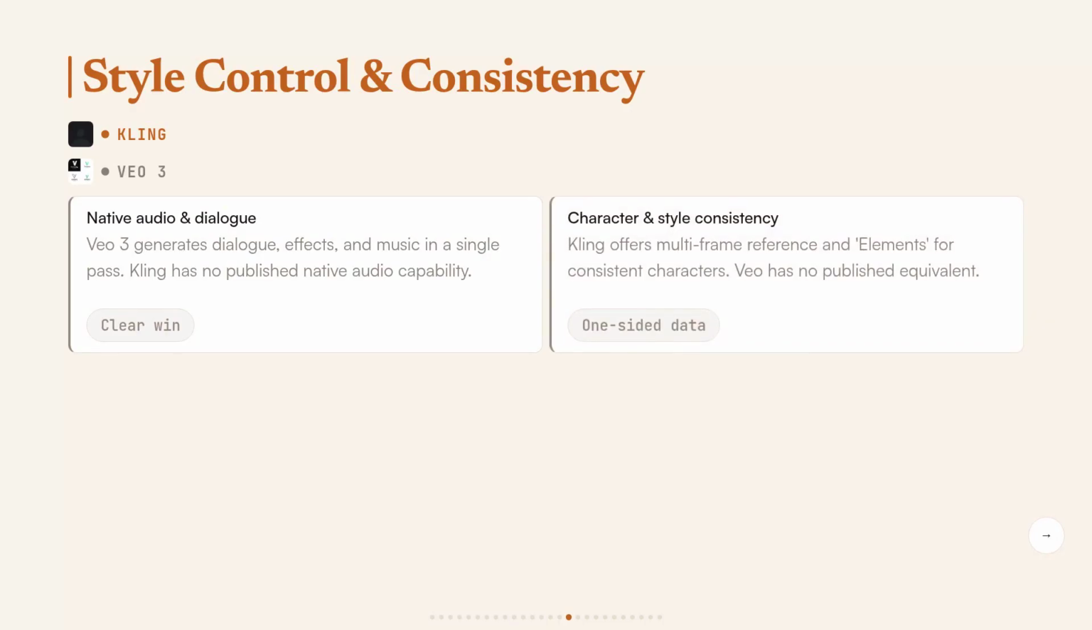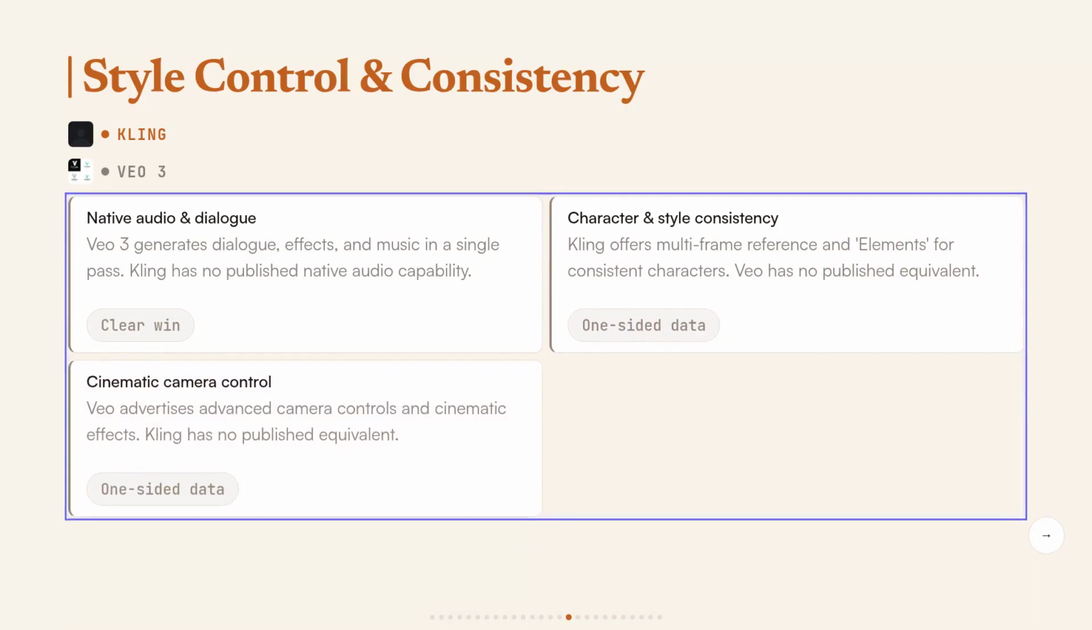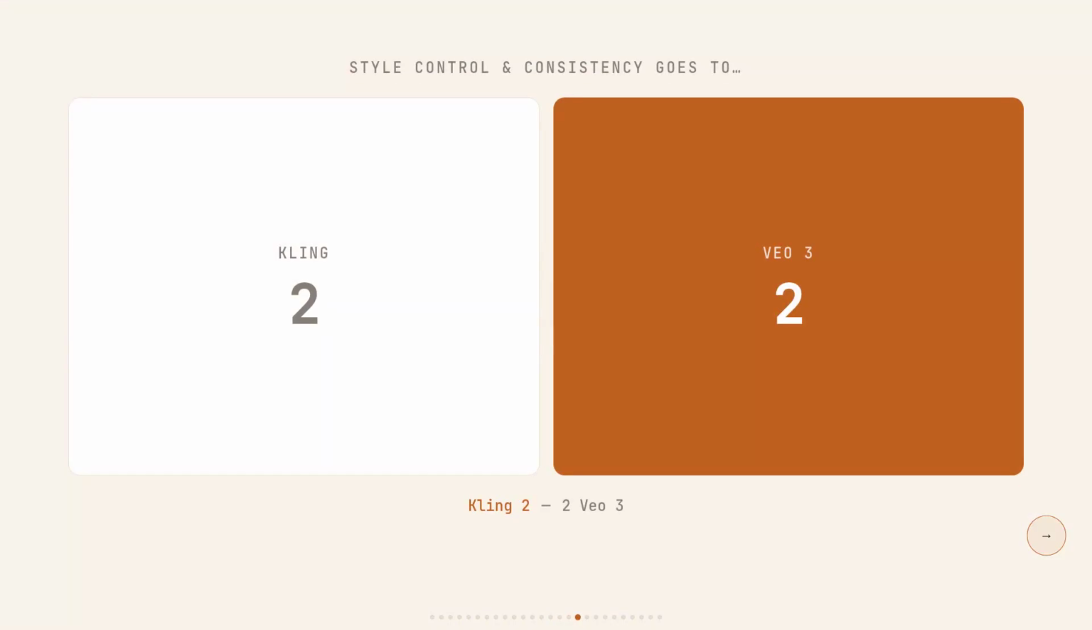Veo 3.1 added an ingredients to video feature that lets you reference multiple images at once. Its consumer app still leans on prompt writing and scene continuity, though, rather than a dedicated consistency system like Kling's. Whether Veo has anything left really depends on where you're even allowed to use it in the first place. Kling takes that one too, which puts the score at 3 for Kling, 0 for Veo, 1 tie.